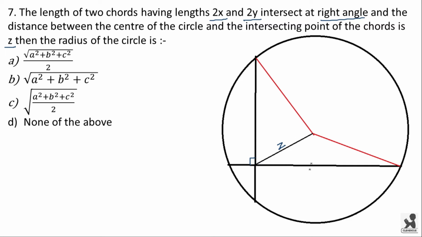Then the radius of the circle is asked. Now let us name these points A, B, C, D. Let AB be the chord which has the length 2y and CD be the chord which has length 2x. Let us draw a line from the center to the chord which is perpendicular to CD. That means this line, if this is O and this is E, OE will be parallel to AB.